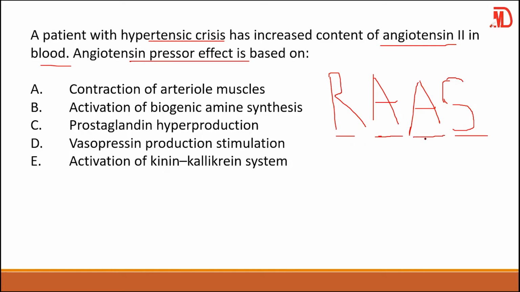Renin-angiotensin aldosterone system. And like in our previous presentation, I told you that renin also helps in the activation of aldosterone. Okay. And why would this RAS system be activated? Now, the RAS system is activated to increase pressure. Yes, it occurs to increase pressure.